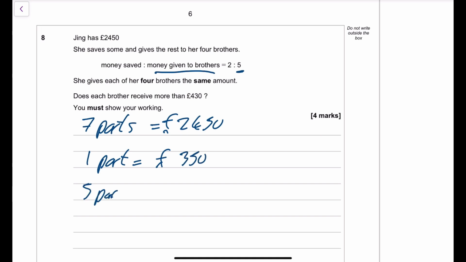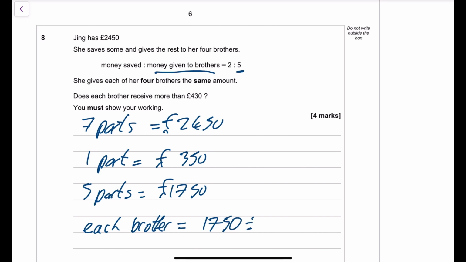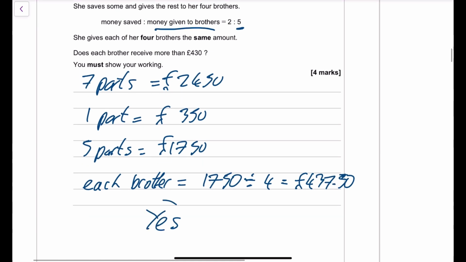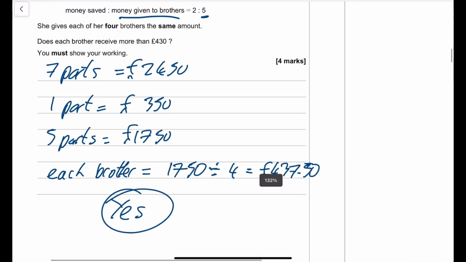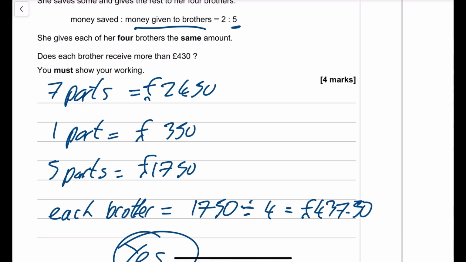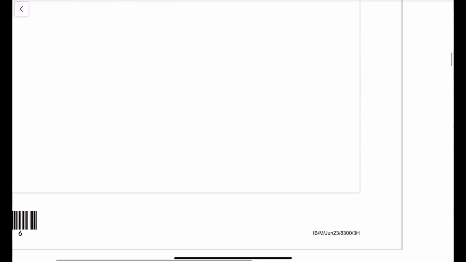So let's work out what 5 parts is. Multiply that by 5 and I get 1,750. Then there are 4 brothers that she very kindly gave all her money away to. So just do 1,750 divided by 4. And what I got was 437, and then because it's money, 0.50. So does each brother receive more than £430? Yes, and I'm very impressed with these questions, the way they give you a number, so then you'll know you've got it, and they're quite often close to them, either above or below, so then you can say yes or no. So that's it.